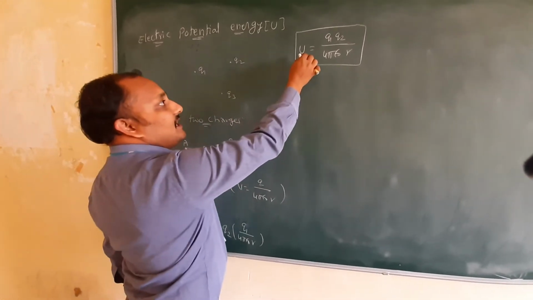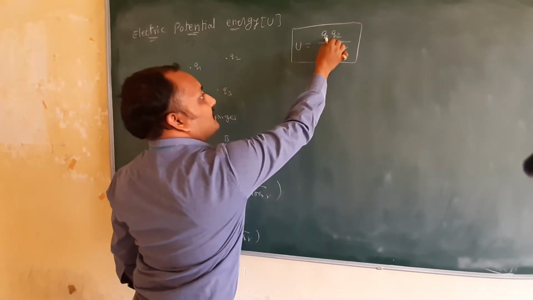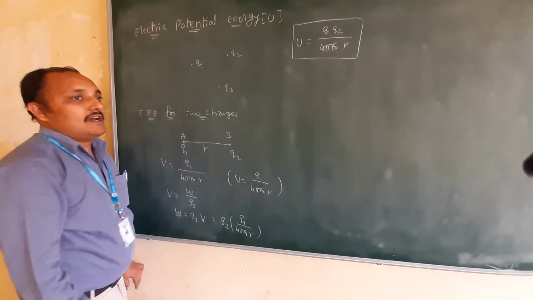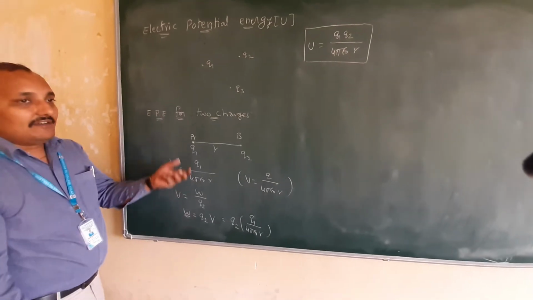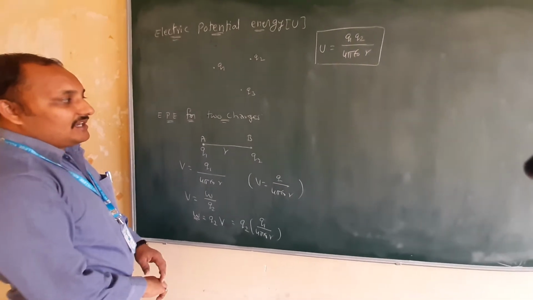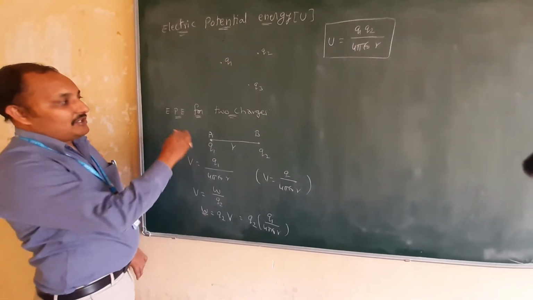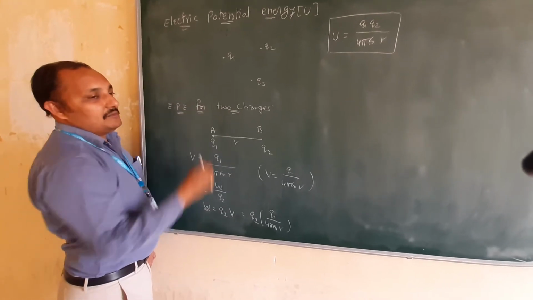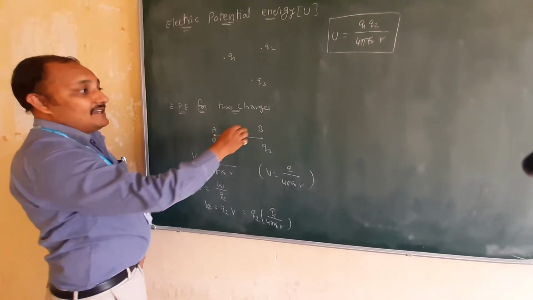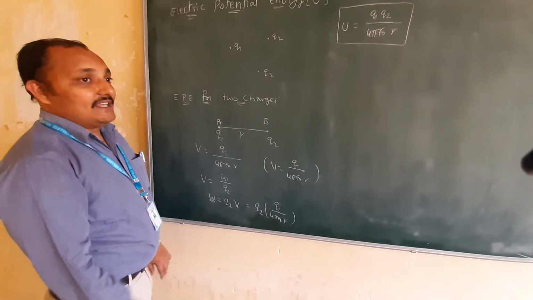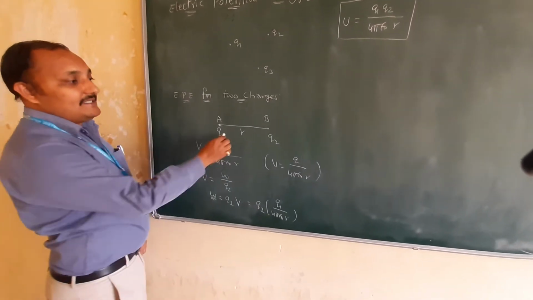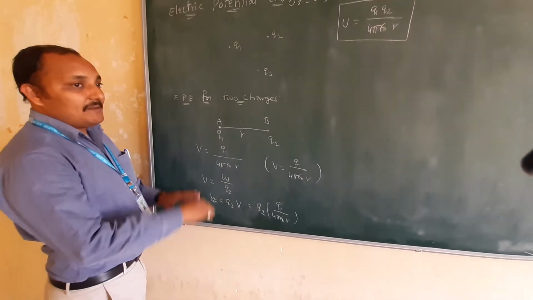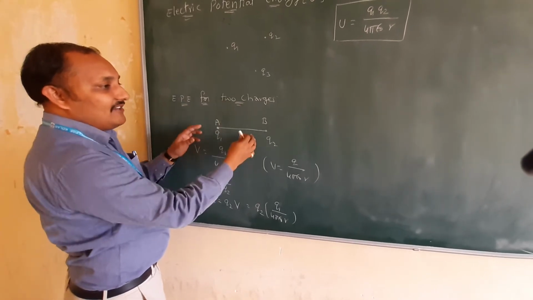So what is electrostatic potential energy? U is equal to, very simple, Q1 Q2 by 4 pi epsilon naught R. That is the equation. This derivation is also important for you. They will ask: derive the equation for electrostatic potential energy for two charges, in the absence of electric field and in the presence of electric field. But this is in the absence of electric field, meaning here no electric field will be there.